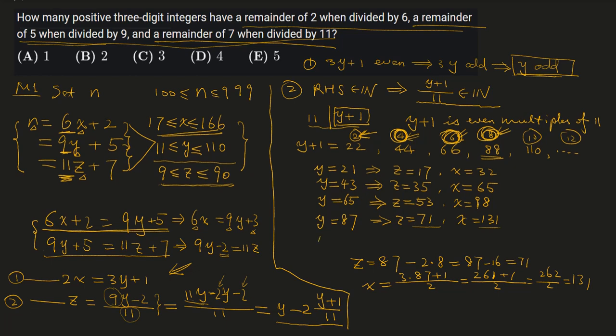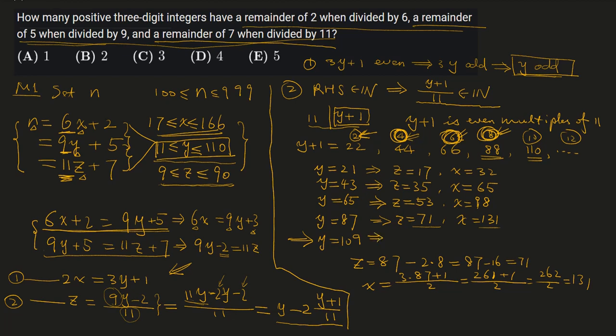Now, the next option. That is when y plus 1 equals 110. Then what is y? Y is 109. Look at this, 109. Then let's check the bound, right? We are almost at the upper bound. So this is definitely the last possible value for y. Therefore, we are almost done.